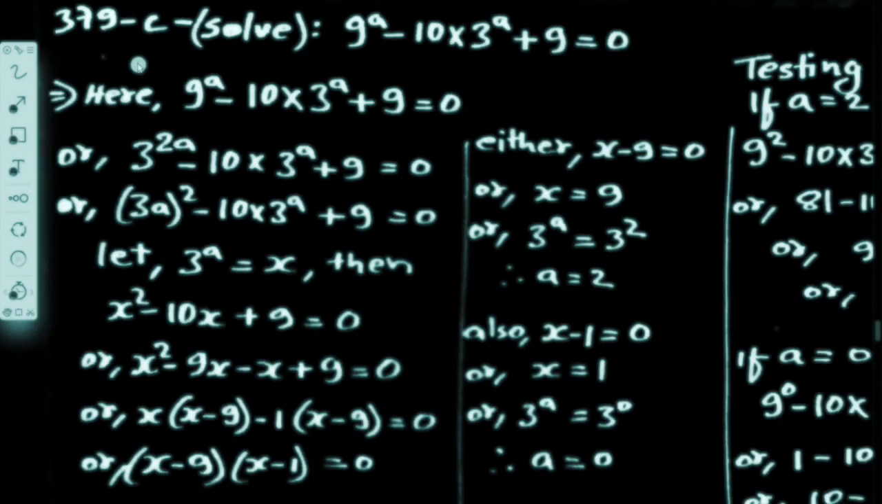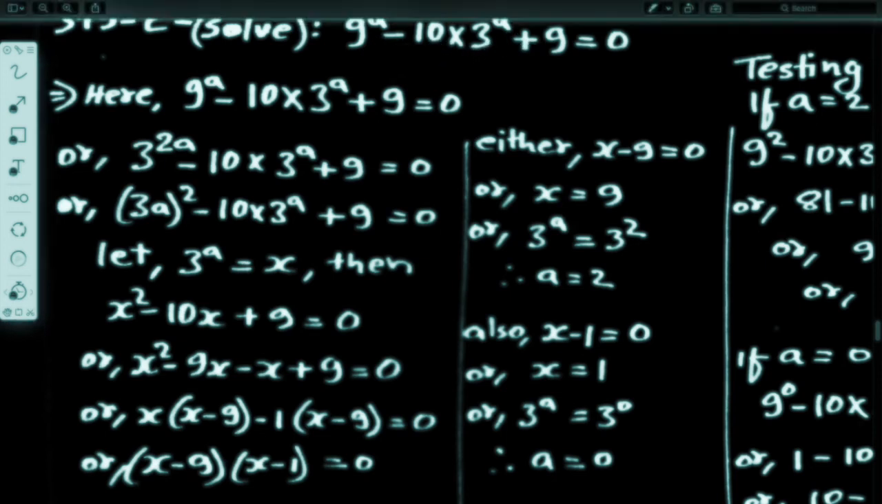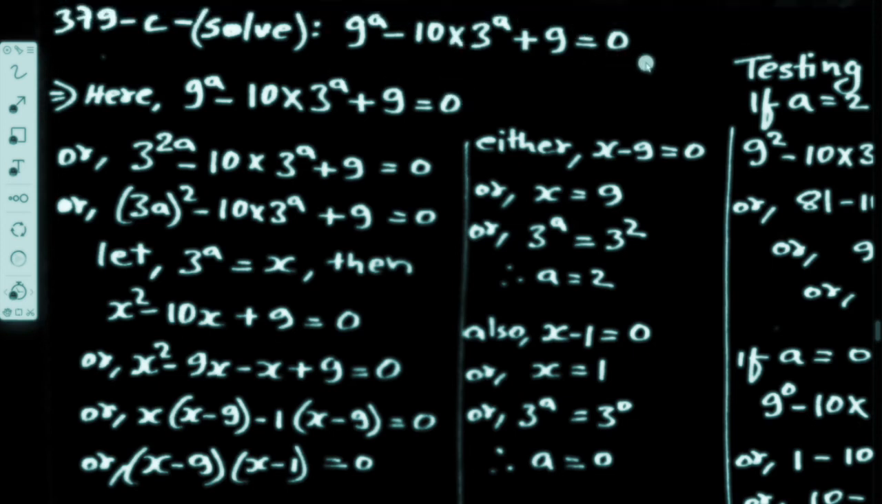Next problem, problem number 379 C. Solve our given equation. 9 power a minus 10 into 3 power a plus 9 equals 0. Here, this is our equation. From this equation, we should get the value of a. See here. 9 power a minus 10 into 3 power a plus 9 equals 0.